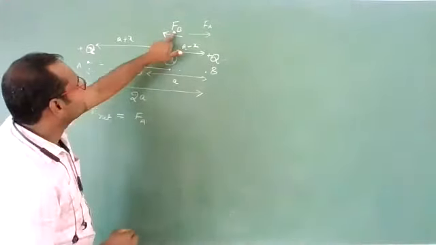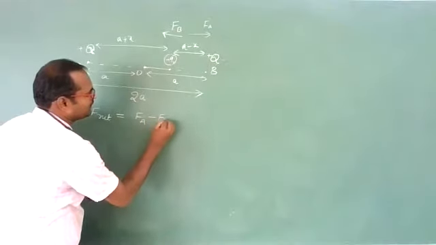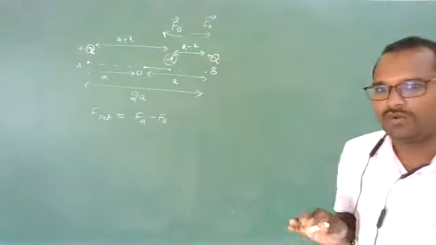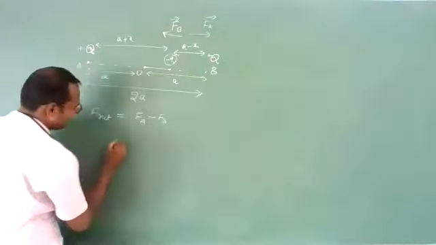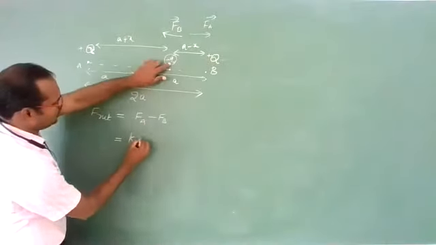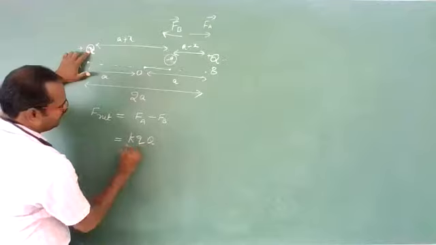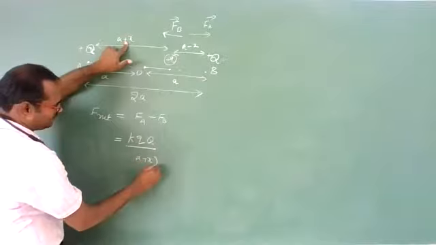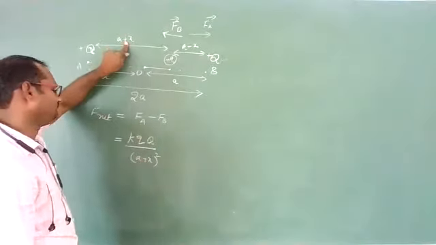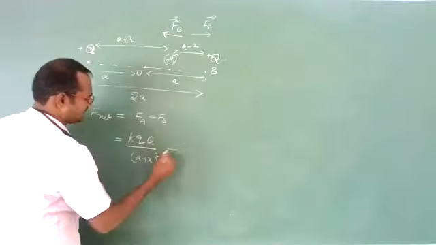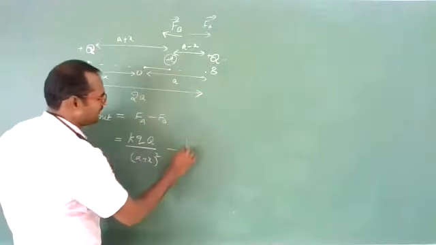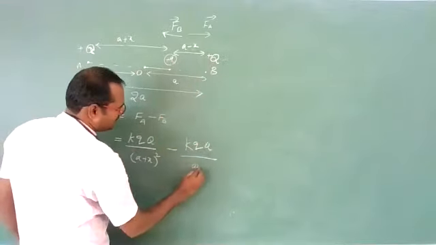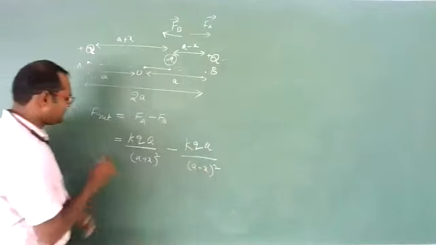FA, that side, minus FB, because force is a vector quantity. Are you getting, students? This is the net force acting. What is FA? FA value is K, Q, capital Q, divided by this distance, how much? A plus x whole square. Clear, students? Minus FB, force due to charge at B: K, Q, capital Q, divided by distance, how much? A minus x whole square. This is the net force acting.